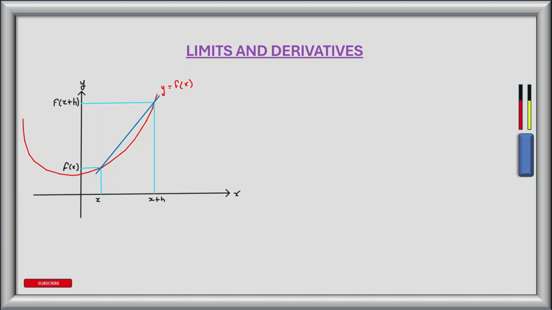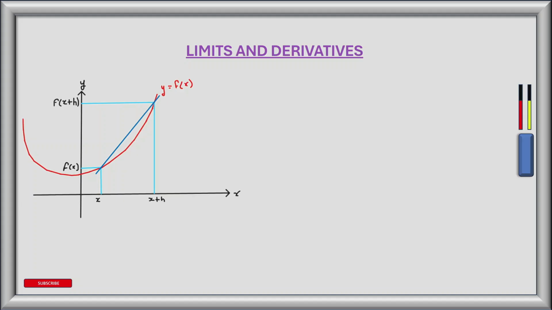As you can see, the secant line is an approximation of the tangent we want to calculate, but not a very good one. Now let's make h smaller so that the point x plus h on the x-axis moves closer to the point x on the x-axis. This therefore moves the value of h closer to 0. Remember, h is 0 at point x on the x-axis.